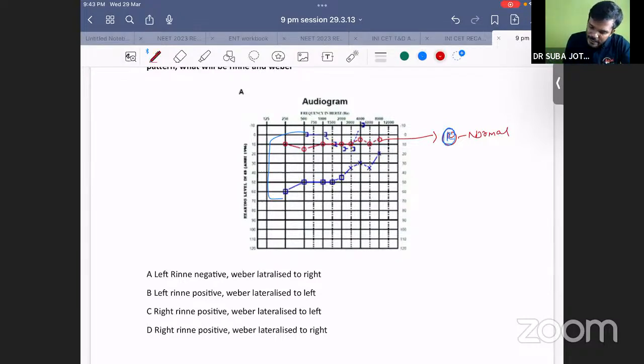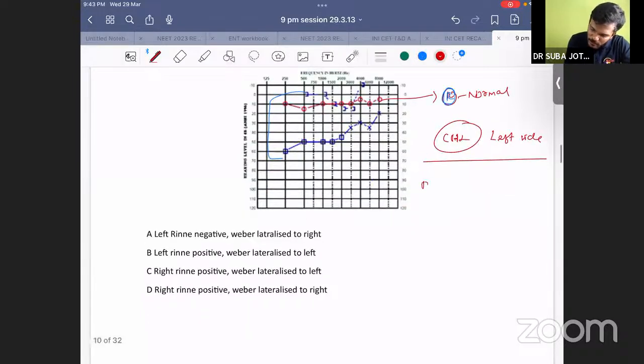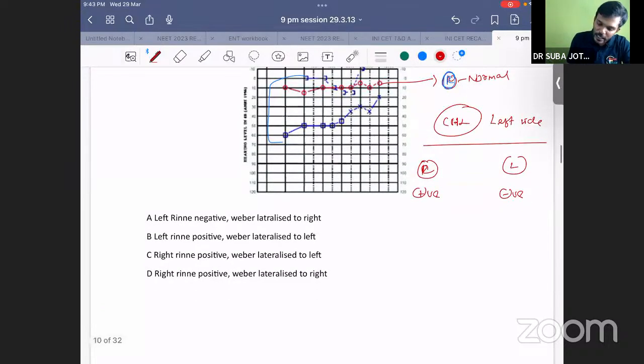See here, this is a conductive hearing loss of the left side. So on the left side, Rinne will be negative, and on the right side, Rinne will be positive. Weber's lateralizes to the affected ear, so this is the affected ear. So the inference should be either left Rinne negative, Weber's lateralized to left, or right Rinne positive, Weber's lateralized to left. You should look for these two options. The answer is C.